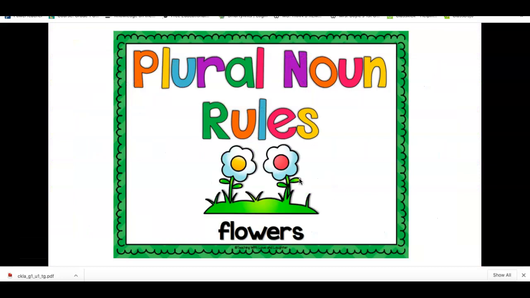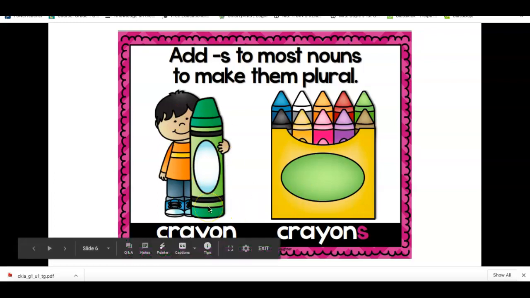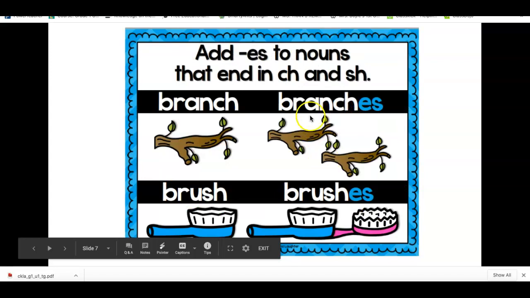We learned some spelling rules for plural nouns. We've learned that usually we just add an S to the end of a noun. For example, here's one crayon. But if I have many crayons, I add the letter S to the end. Sometimes we need to add the letters ES to the end of a noun.